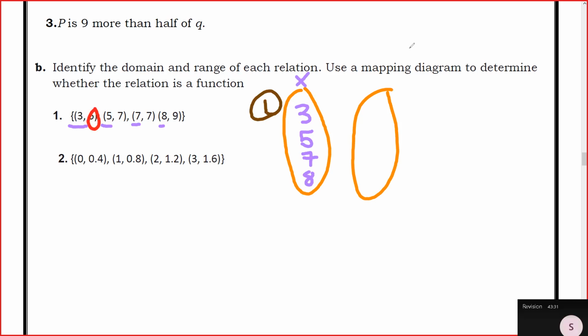And the range is the y values: 6, 7, and 9. Then 3 with 6, 5 with 7, 7 with 7, and 8 with 9. This is what we call the mapping diagram. Now, is each number in the domain mapped to only one number in the range?